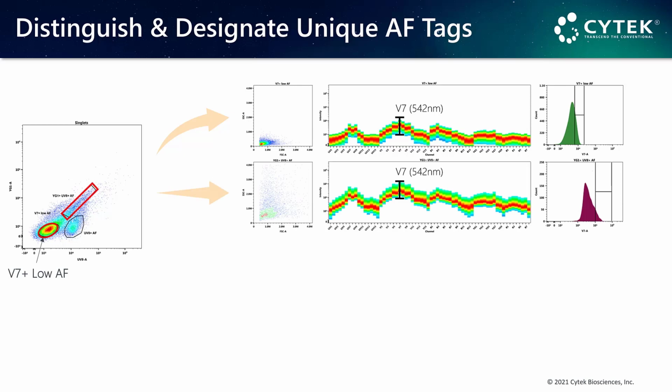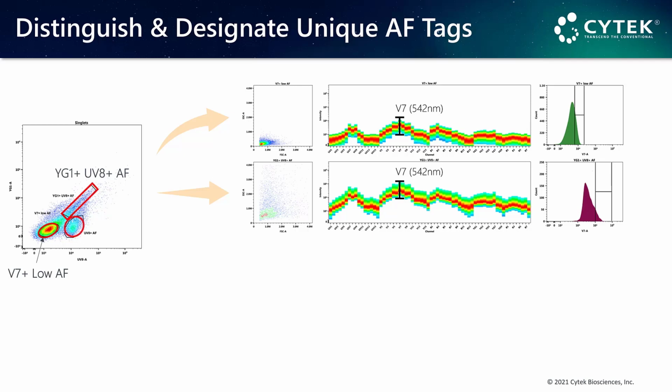The second population, this kind of extension streak that moves away from the dominant cluster, shows an increase in both UV8 and yellow-green 1 fluorescence intensity. And when we look at these cells, we find that they also peak at 542 nanometers in V7, and we see a much higher intensity signature, and the cells display quite a wide variety of scatter properties. We have called this second population yellow-green 1 plus UV8 plus AF.